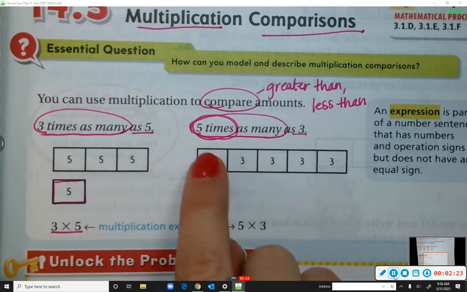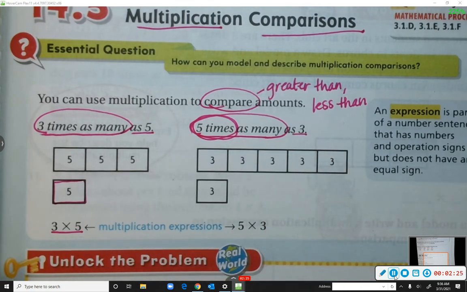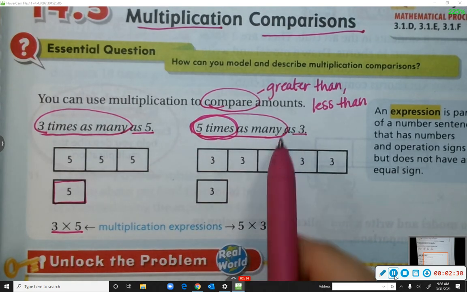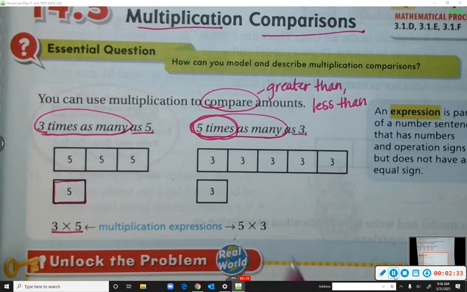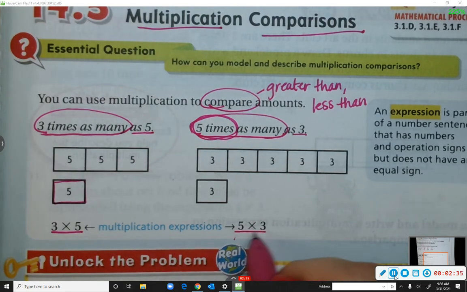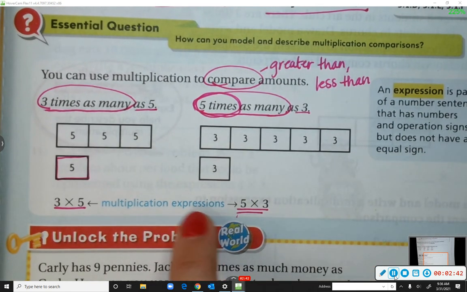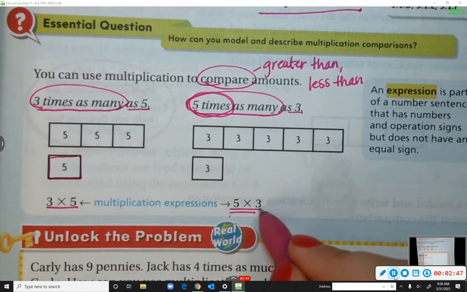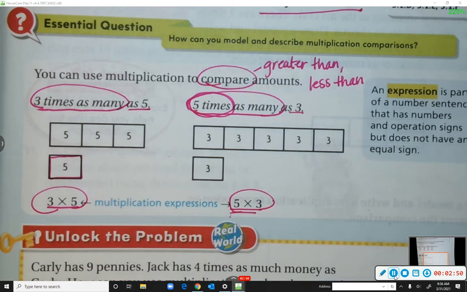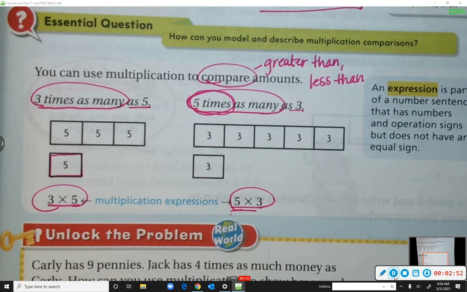Three is inside, and how many boxes did they draw? Five. So when it says five times as many, that means five times three. Five boxes, okay? That's what we're going to be practicing today. When it says expression, all that means is a number sentence, okay? A number sentence looks like this. It does not have an equal sign, okay? All that means is a number sentence with no equal sign, okay?